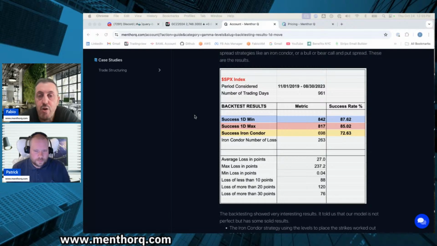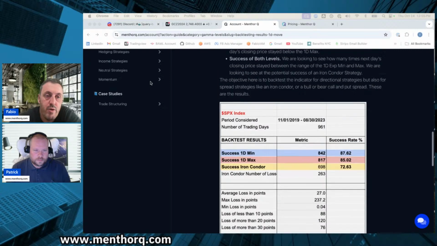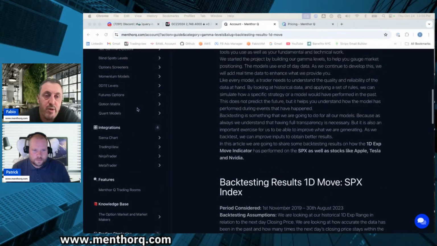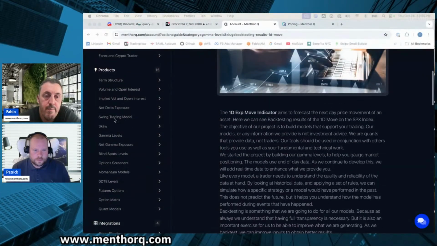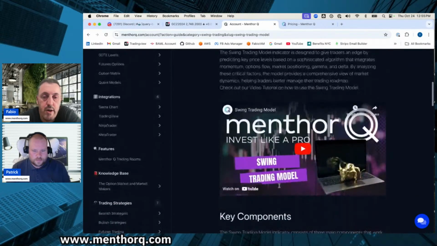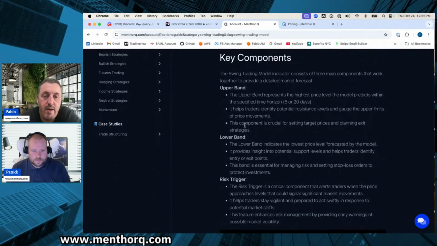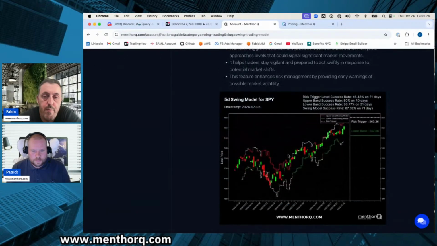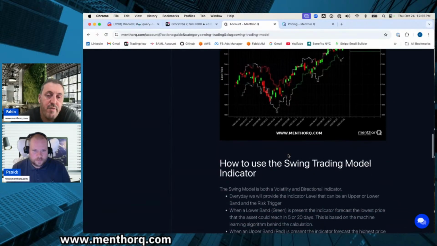But then we realized that directionally you could really benefit from the indicator. And then we started getting questions like, I'm more of a swing trader. Can I use a longer time frame, and can you be accurate on it? That's why we developed our swing trading model. If we go here, I'll show you in a second. They follow a similar approach, and we provide you with an upper band, a lower band, and a risk trigger. We provide two time horizons, 5 days and 20 days. So the idea is very similar.